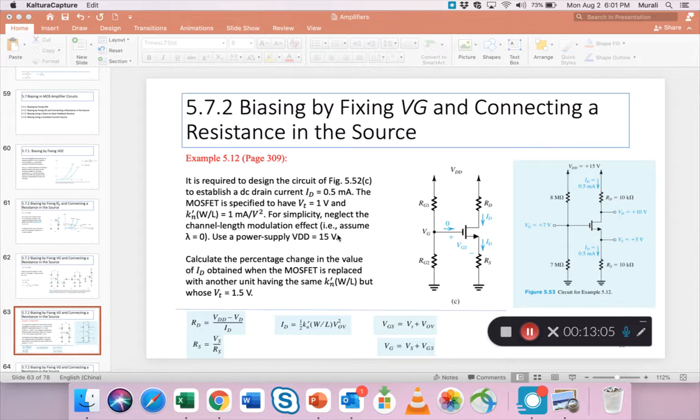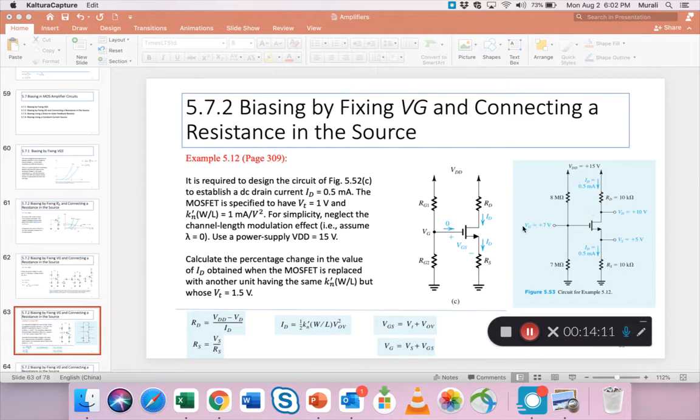I shouldn't be spending too much time, but let me just walk you through it. It is required to design this circuit to establish a DC current ID of 0.5 milliamps. So this current ID also flows from the drain through the source, right? Because this is 0, as you know. The MOSFET is specified to have a VT of 1 volt, and this quantity, I know it has a name, I forget, is given to be 1 milliamp per volt squared. Sometimes they'll skip this W by L, in which case Kn prime is just given without it, but in this case the whole product is given. For simplicity, neglect the channel length modulation, that is, assume lambda equals 0, which means Ro will be infinite. Use a power supply VDD of 15 volts.